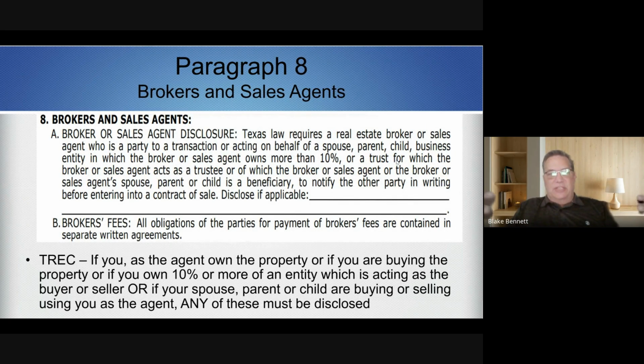Brokers and sales agent, paragraph 8. If you're a broker or sales agent and you're buying property, or if you own 10% or more equity in that you're acting as the buyer or the seller, or if your spouse, parent, or child is buying or selling property, you have to disclose it here. You have to disclose that, yes, you are an agent.